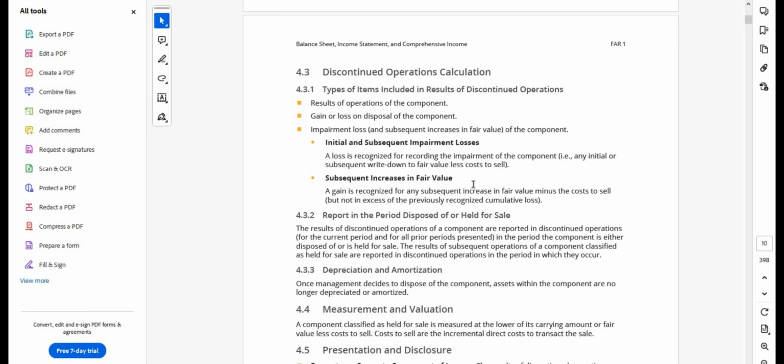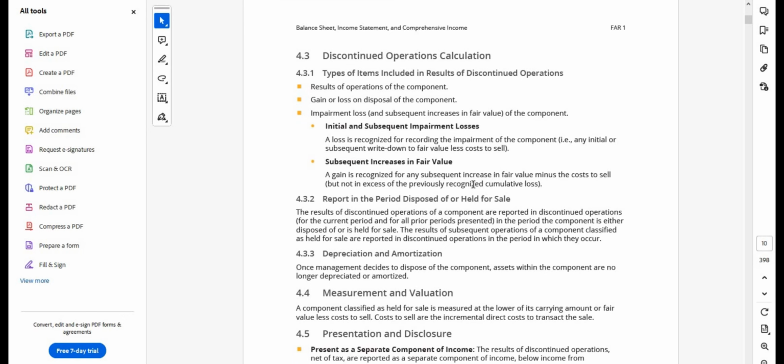Subsequent increase in fair value: if there is a subsequent increase in fair value, a gain is to be recognized for subsequent increase in the fair value minus the cost to sell, but not in excess of previously recognized cumulative loss. That means in simple terms, if our asset is $100 and it goes to $120, we need to record $20 as gain. And for impairment loss, if our asset is $100 and it goes down to $80, the $20 will be loss.